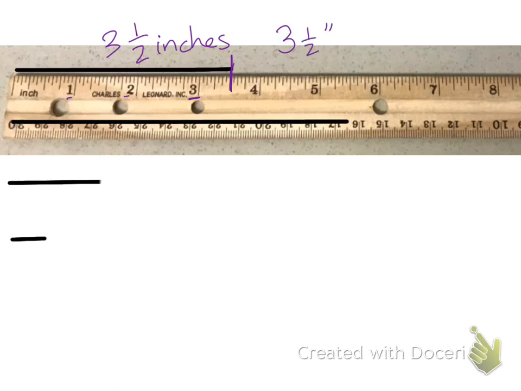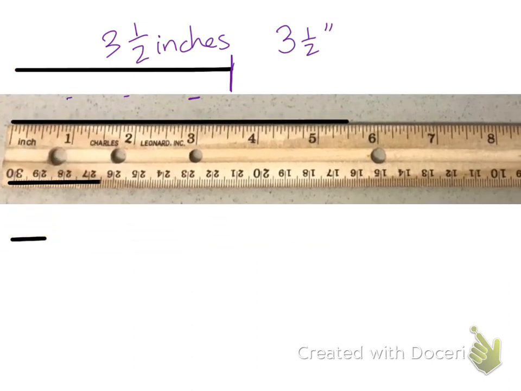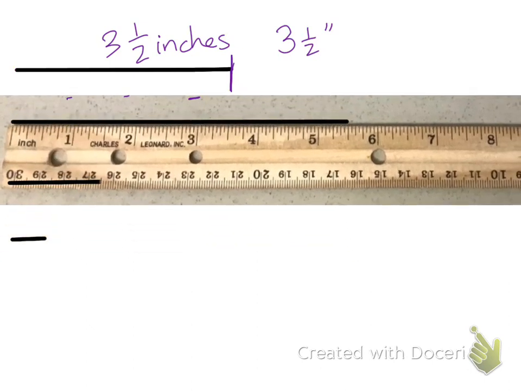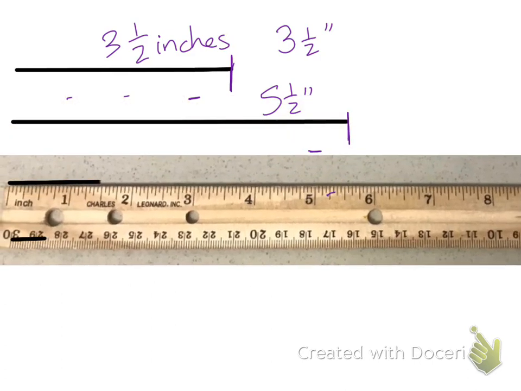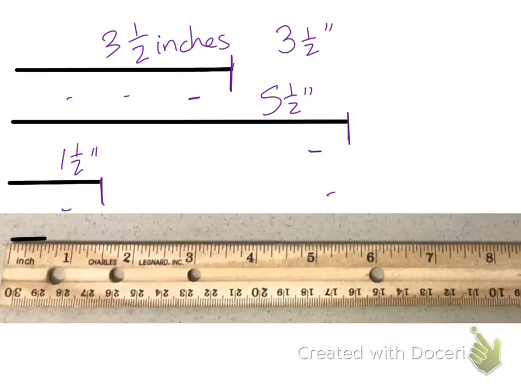Okay, let's do the next one. So we take my ruler, line it up with the line. Okay, so we go over to 5 inches, and then it's half more. So this is going to be 5.5 inches. Okay, right, what about our next line? So we measure it, line it up, and this is 1.5 inches. So 1.5 inches. And my last line, if we look, is just 1/2 inch.